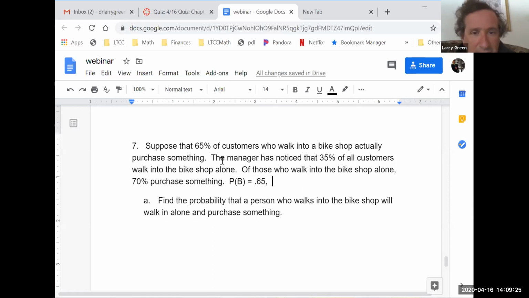Okay, then the managers noticed 35% of all customers walk into the bike shop alone. Write that in symbols. So it should be something equal something. That's a hint. Yeah, so P of A for alone is equal to 0.35.